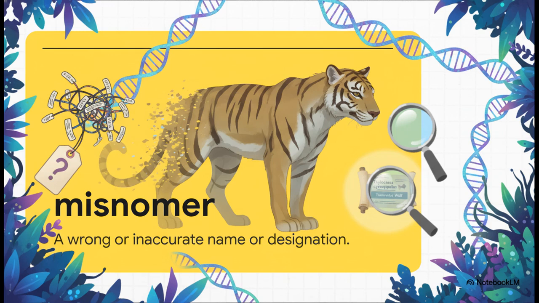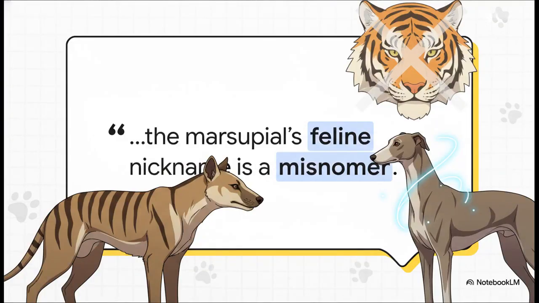Okay, first up we have misnomer. This is a fantastic academic word you should definitely know. It's what you call something when its name is inaccurate or just plain misleading. And here's how it's used in the passage. You see, the thylacine's scientific name means something like dog-headed pouched dog. So calling it a tiger, just because it had stripes, that's a perfect example of a misnomer. It was way more like a dog than a cat.